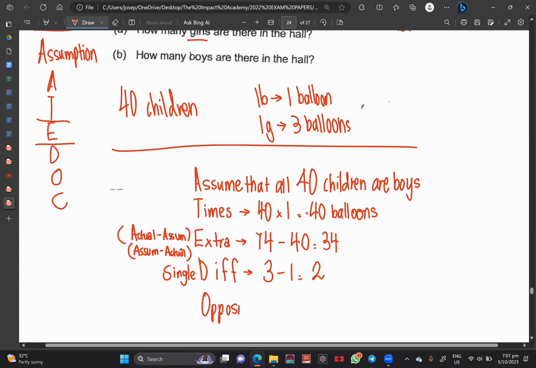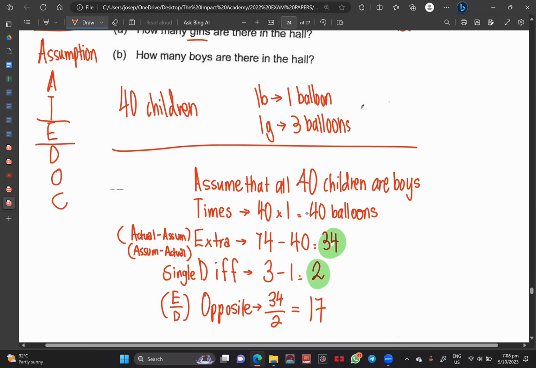Finally, we go opposite. Opposite is the easiest. You know why? Because opposite, I just have to use the formula. I just have to use E over D. What's E over D? E means the answer from extra, which is this 34 divided by 2. You all understand so far? Alright, so when I do 34 divided by 2, I will get to an answer of 17.